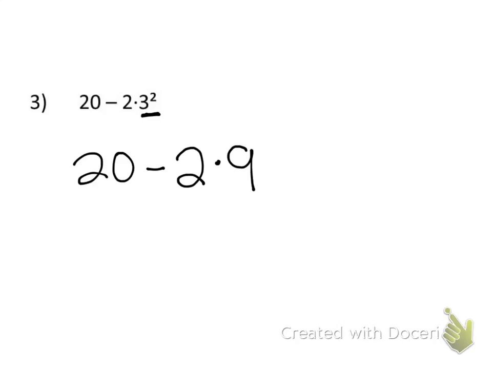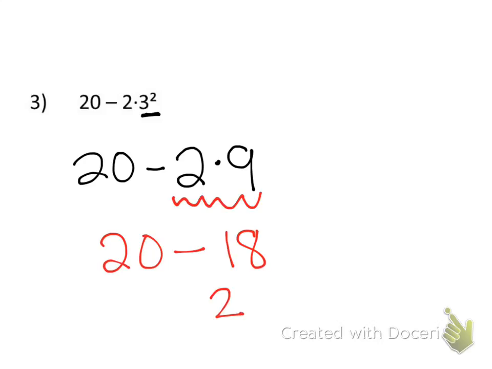Then what? 2 times 9, which is 18, so I make that 20 minus, change that to an 18. What is 20 minus 18? 2. Very good. And what are your questions?